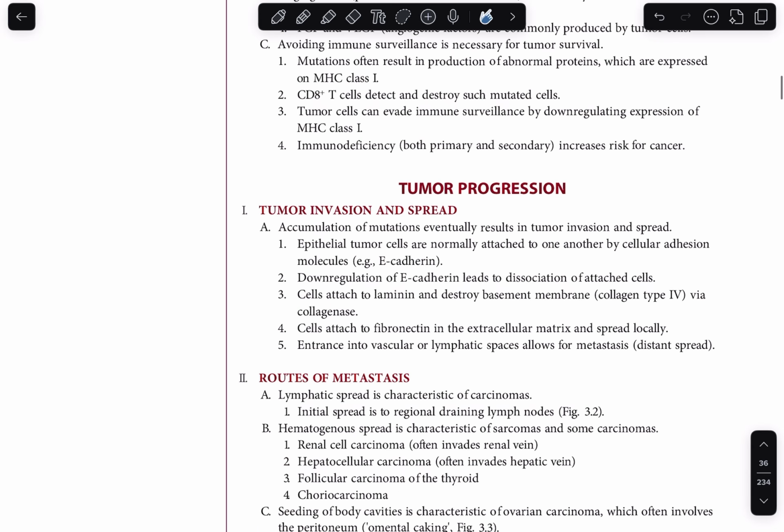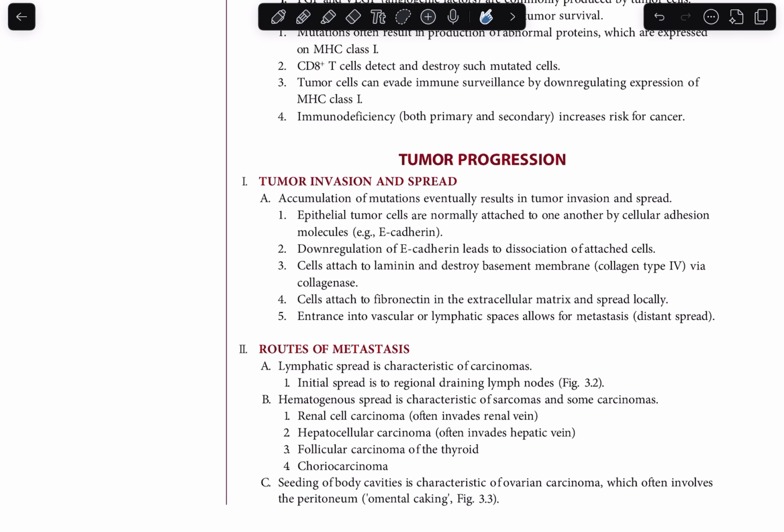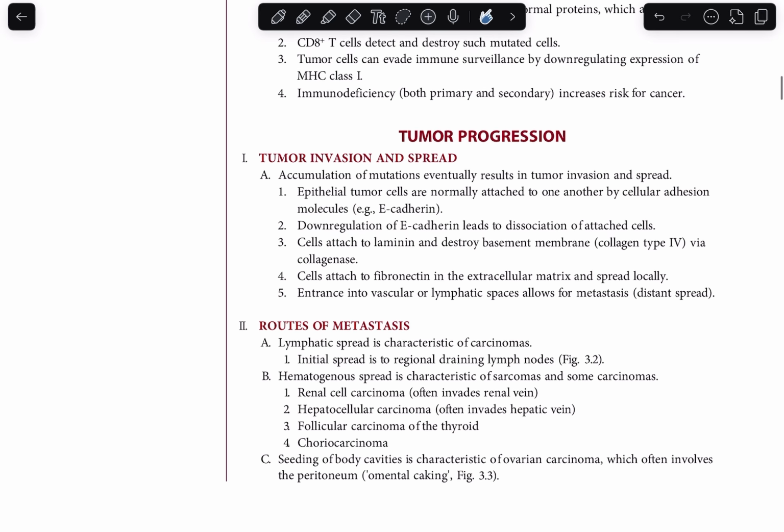Tumor progression, tumor invasion and spread. Accumulation of mutations eventually results in tumor invasion and spread. Epithelial tumor cells are normally attached to one another by cellular adhesion molecules, for example E-cadherin. Downregulation of E-cadherin leads to dissociation of attached cells.